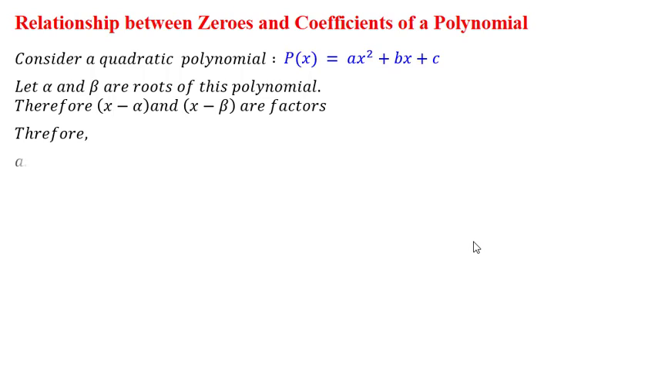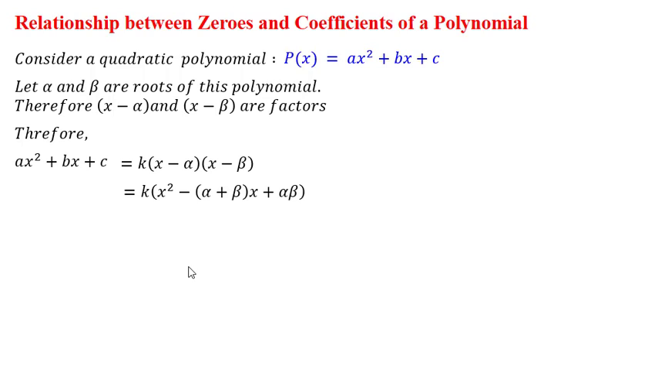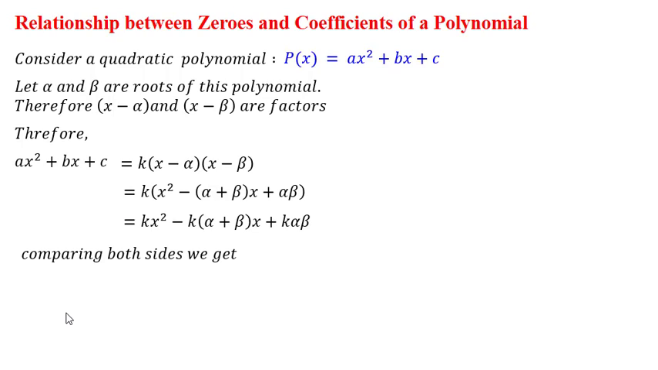And I will write ax square plus bx plus c as k times (x minus alpha) into (x minus beta). I will open this bracket on the right hand side and simplify. After simplification I get ax square plus bx plus c as kx square minus k times (alpha plus beta) x plus k alpha beta. If I compare the left and right hand sides, the coefficient of x square on the left is a and on the right is k. So a will be equal to k.